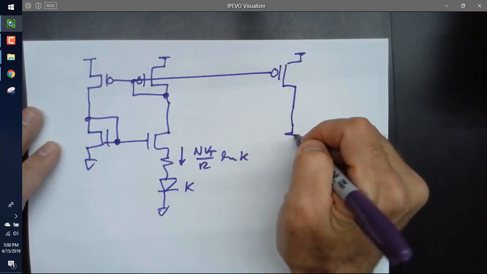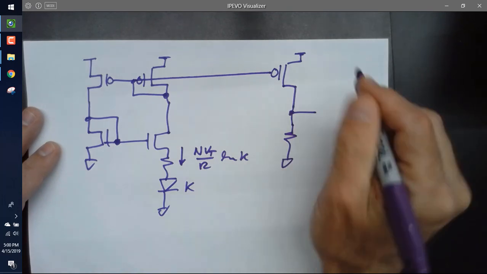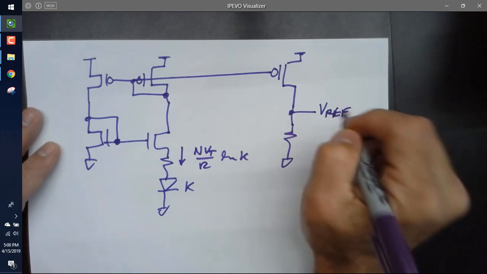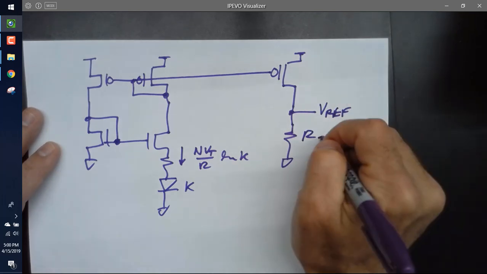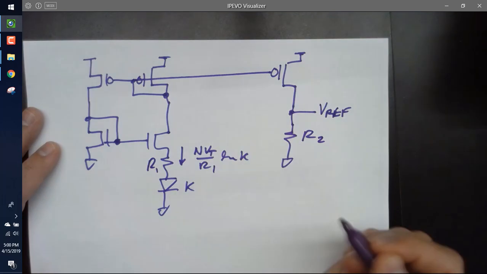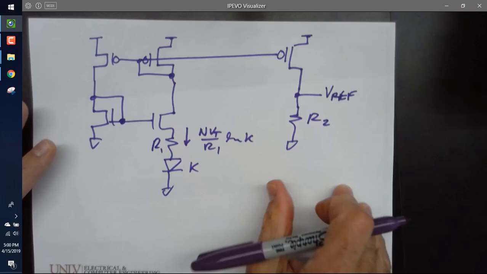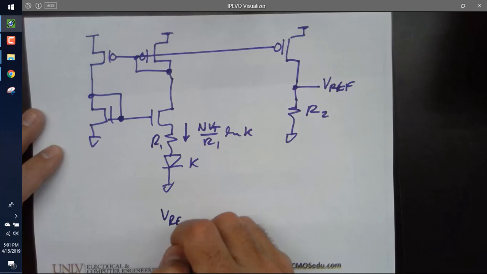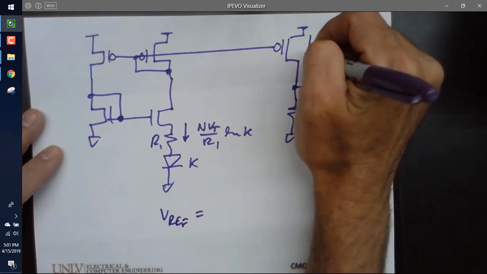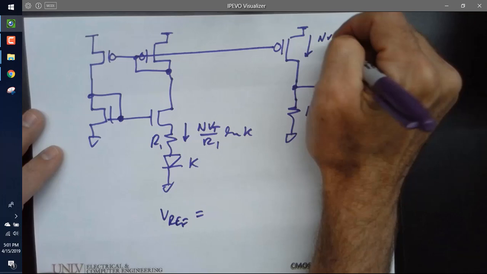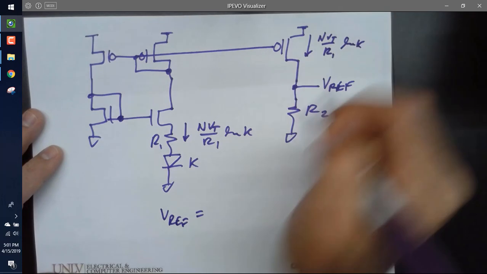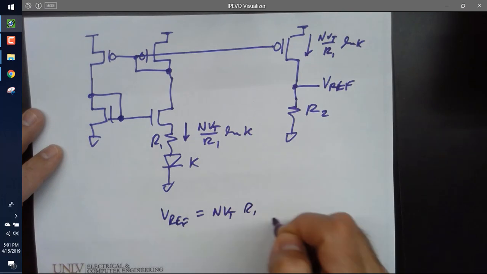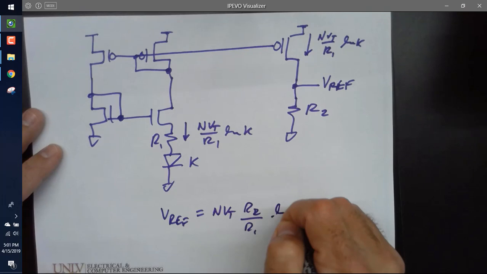So now if I come over here, and I go to a resistor, and I take that resistor and I say this is V ref, and I ask you, this is where I cringe, let's call this R2, R1, R1, and I ask you, what is V ref? I times R2. So what's this current? So would everybody agree then that V ref would be NVT, R2 over R1, times the natural log of K?